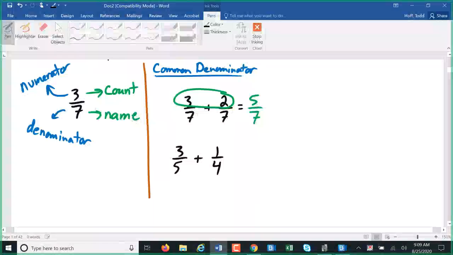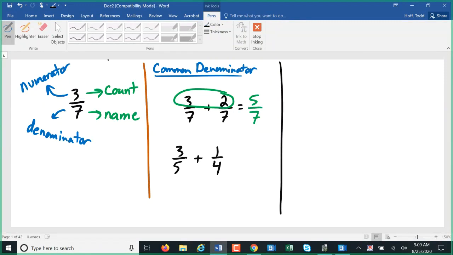Something like 3/5 plus 1/4, well, at this point, we can't add those because they have different names. In a couple weeks, when we look at fractions in more detail, we will learn how to change the names. So then we'll learn how to change the names so that we can combine those. For now, there's nothing we can do with them.